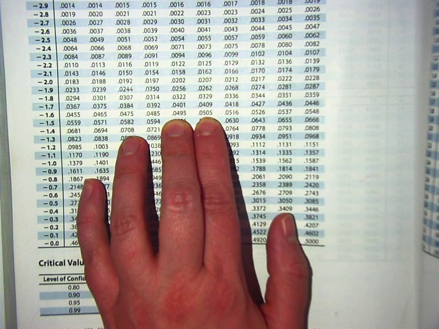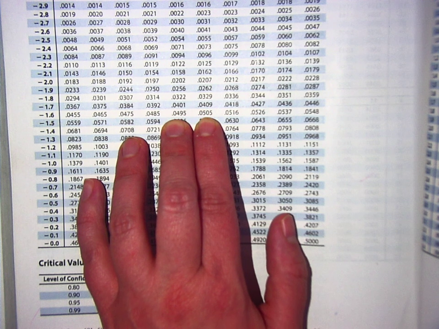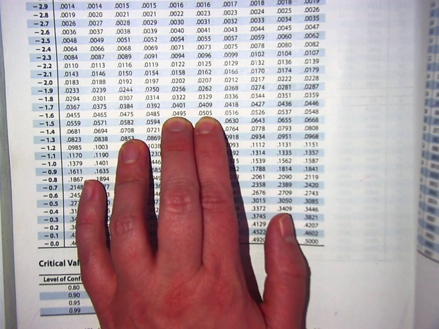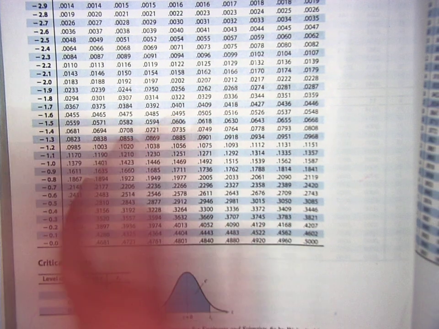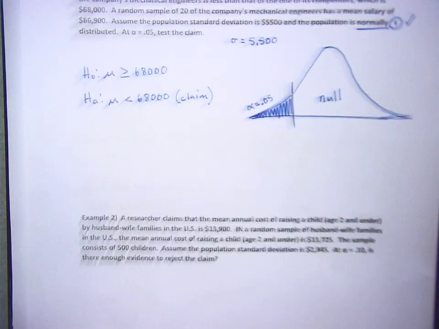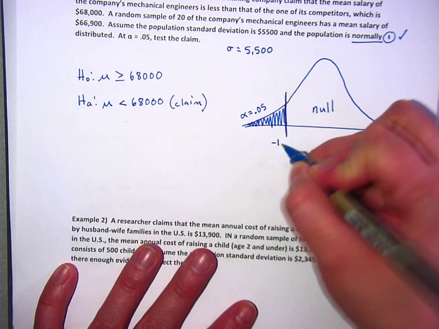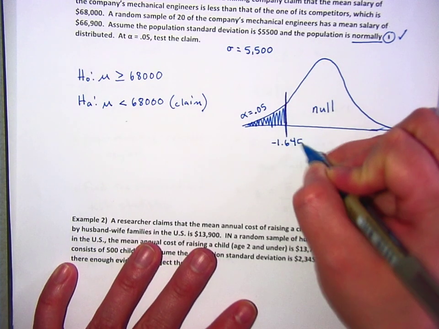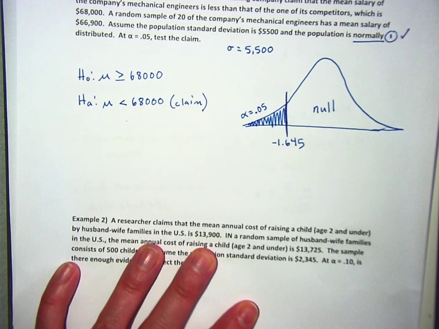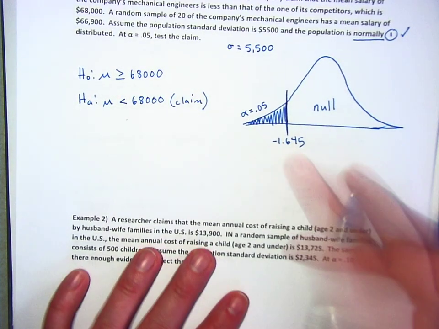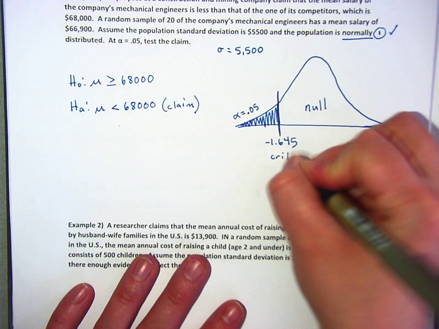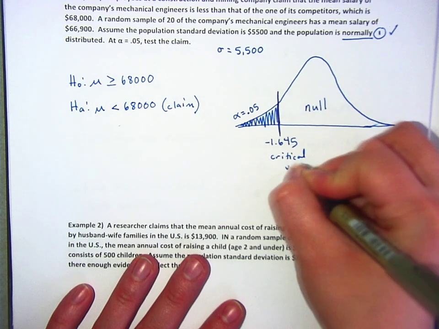.095 and .0505. Do you guys see that? Negative 1.645. Okay. Now we're gonna, so this is the critical value. I'm just gonna write critical value right here so that you know what that vocab word means.